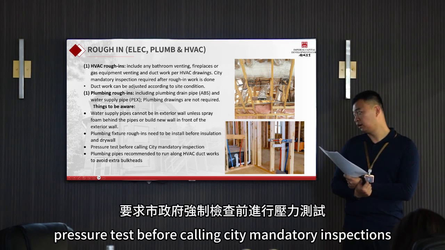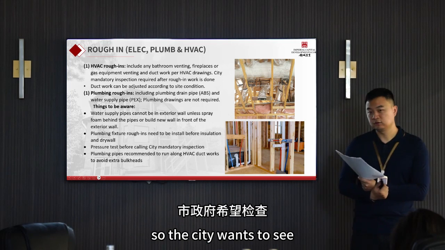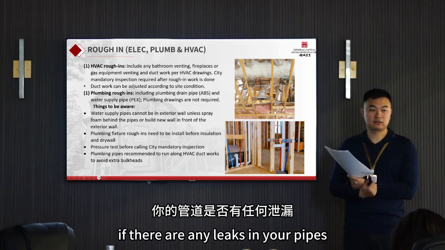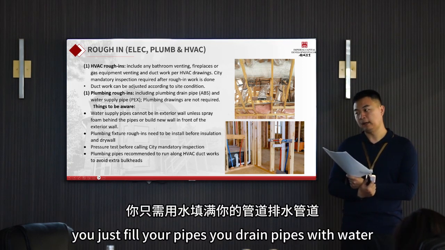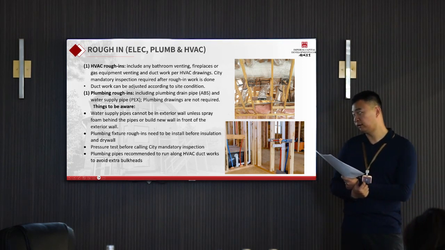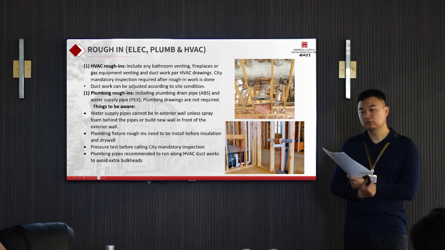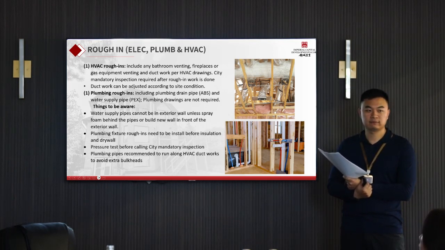Pressure test before calling the city for mandatory inspections. So the city wants to see if there are any leaks in your pipes. There are two ways to do it. In the summertime, you just fill your drain pipes with water. In the winter time, if you don't have heat in your house, in order to do the inspection, you just put air into the pipe. Then you put a pressure gauge to show the inspector there's no leak.